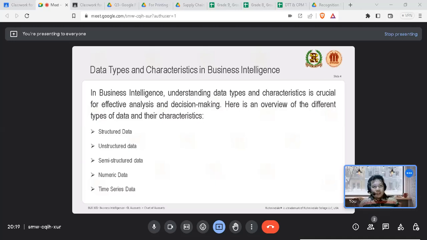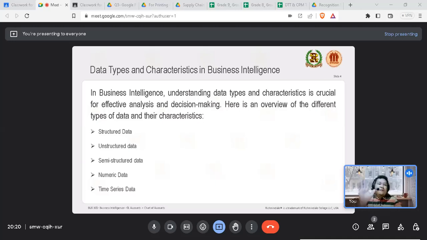So the importance of unstructured data: it holds immense value for business intelligence, because it provides organizations with a more comprehensive view of their operations, customers, and market dynamics. Unstructured data analysis can uncover valuable insights, identify emerging trends, improve customer satisfaction, and support data-driven decision making. These are the importance of unstructured data.